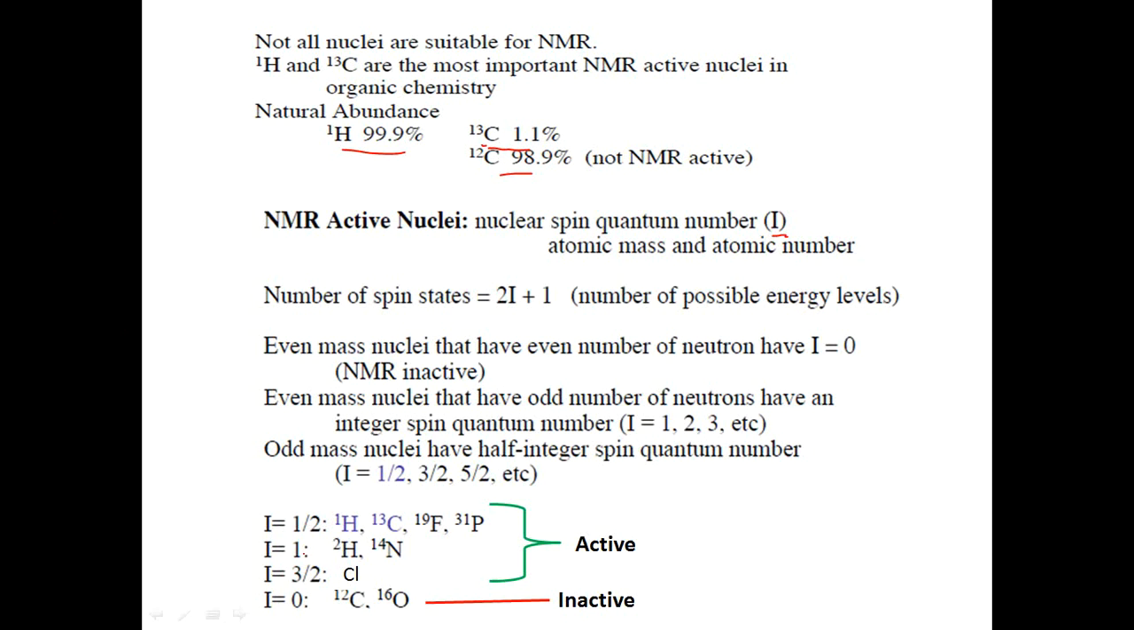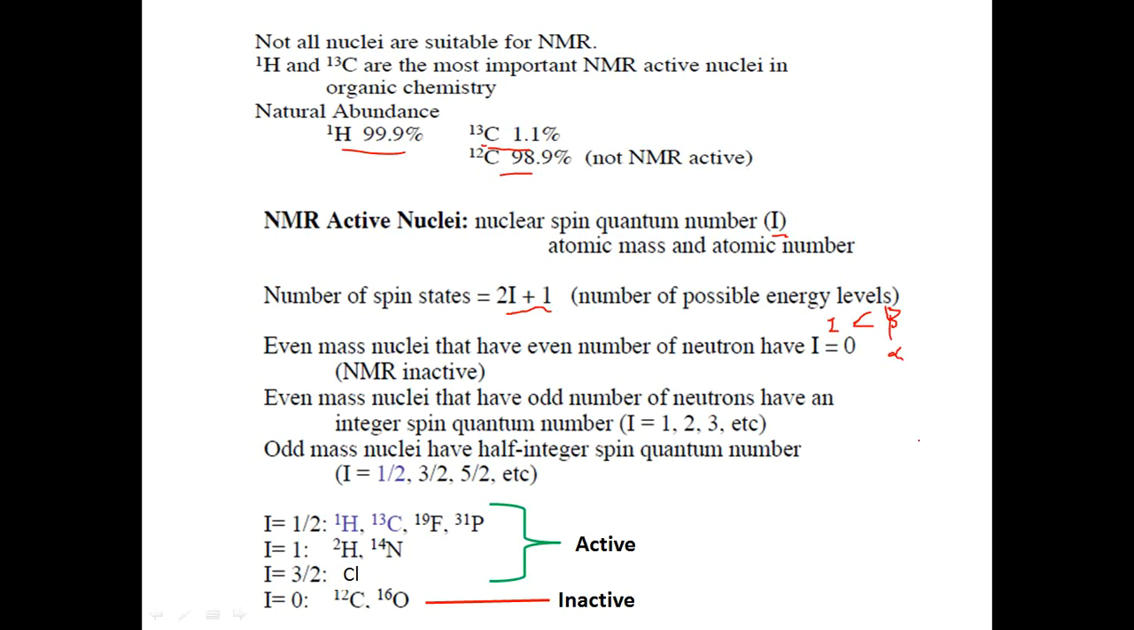The number of spin states that can exist for a particular spin quantum number is 2I plus 1, that is the number of possible energy levels. So if the spin quantum number is half, the number of levels you can have is 2 into half plus 1, that is 1 plus 1, that is 2 states. That is, nuclei with half spin will give you 2 possible energy levels, alpha and beta, right? As the I value changes, the number of possible spin states will also change.